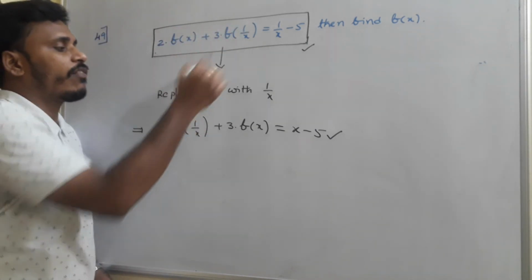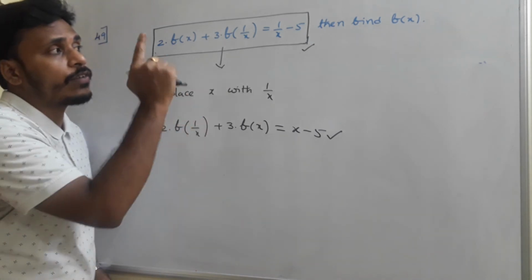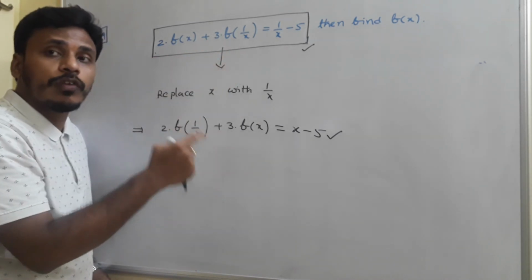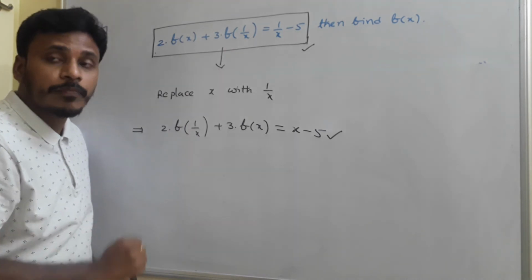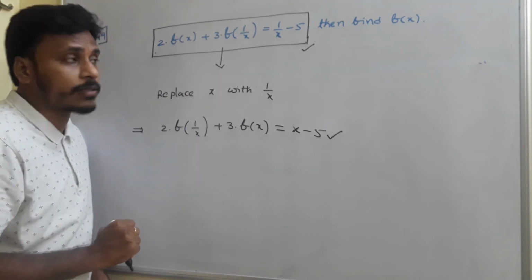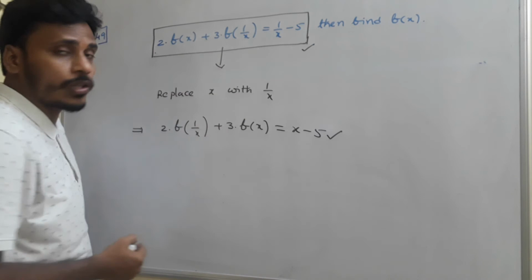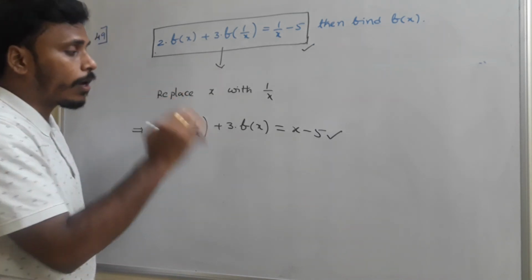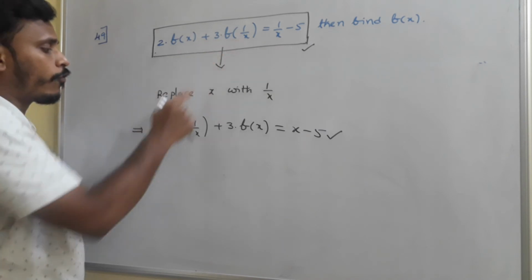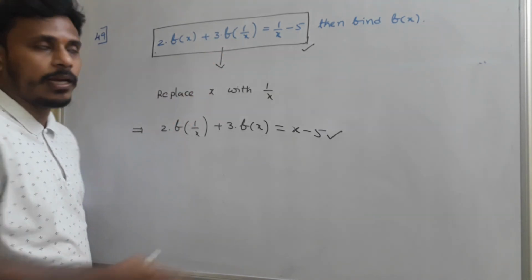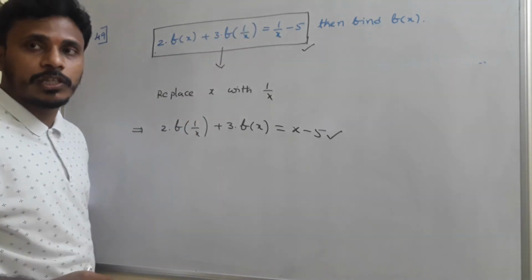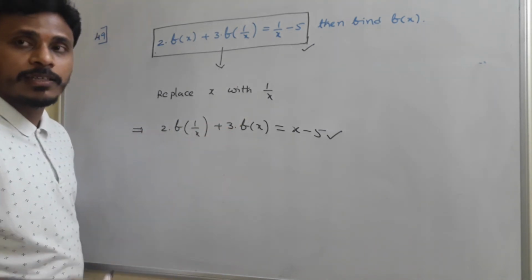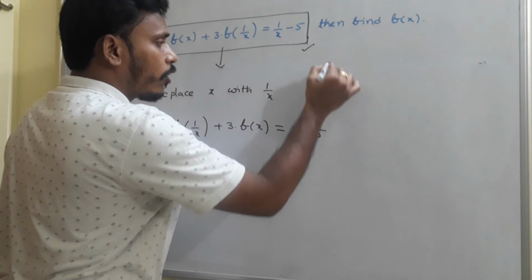Just look at the given one as well as the new one. We are going to find f of x. We don't need this f of 1/x, so we need to eliminate it. How to eliminate that f of 1/x? We have two relations with us. Here 3 into f of 1/x, here 2 into f of 1/x. Multiply the first relation with 2 and the second relation with 3 and then subtract. There ends the problem.